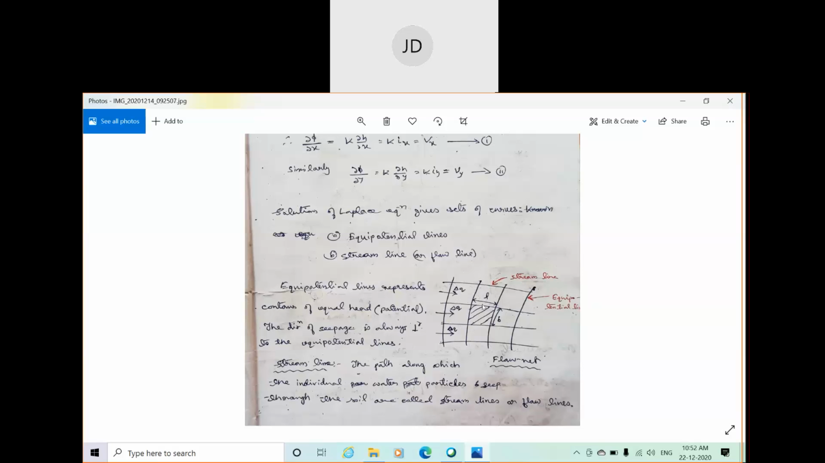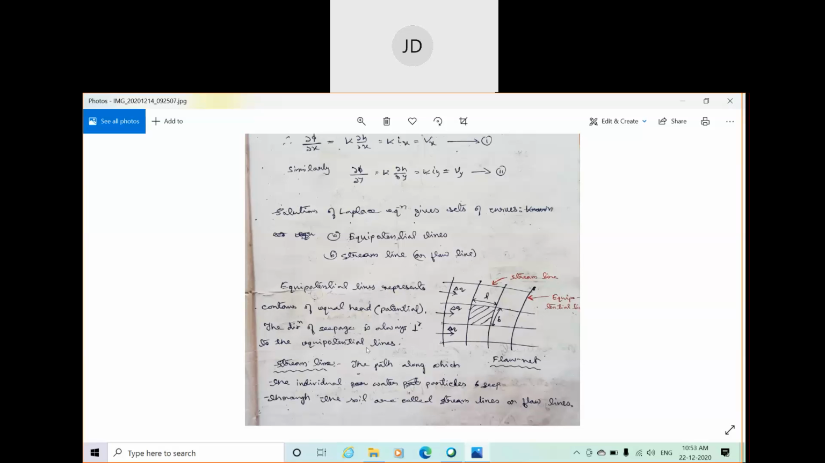And this as a whole, all these things or this diagram, is known as a flow net. The equipotential lines represent contours of equal head or equal potential. And the direction of seepage is always perpendicular to the equipotential line. That means this is the direction of seepage. Water is flowing, or seeping, in this direction, and equipotential lines are perpendicular to the direction of the seepage. So you can say in reverse that the direction of seepage is always perpendicular to the equipotential line.